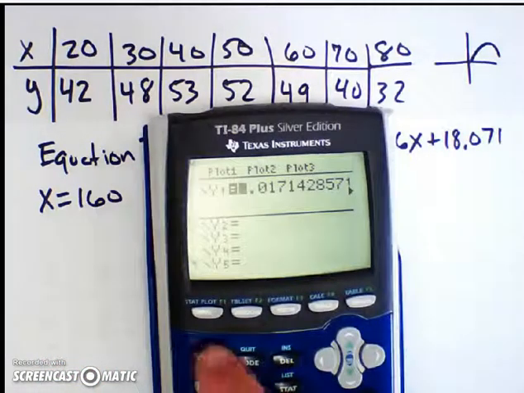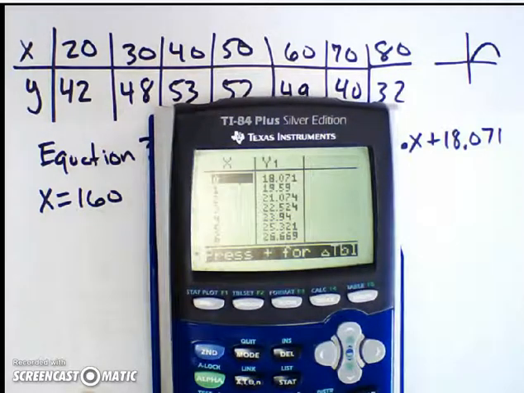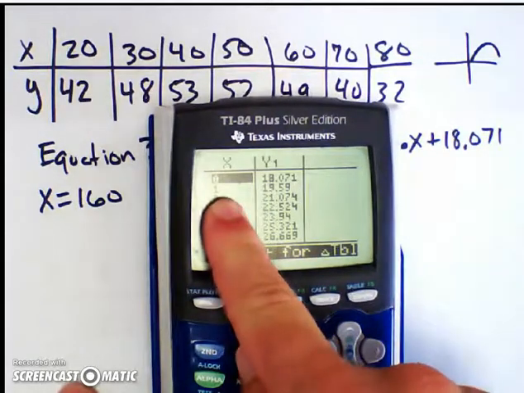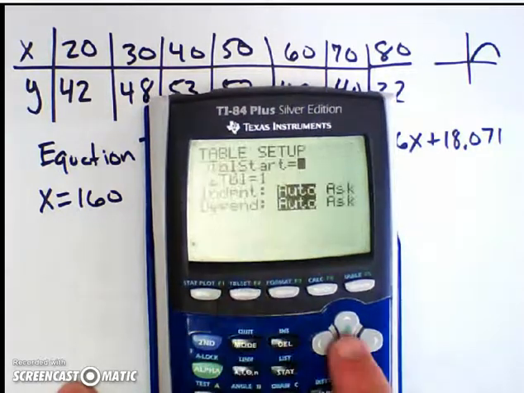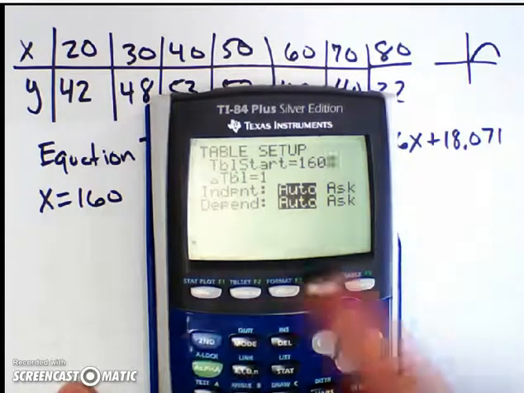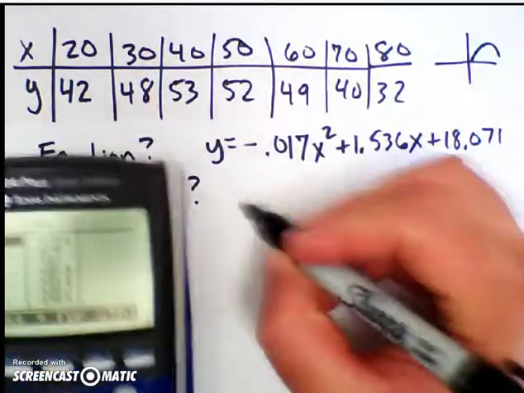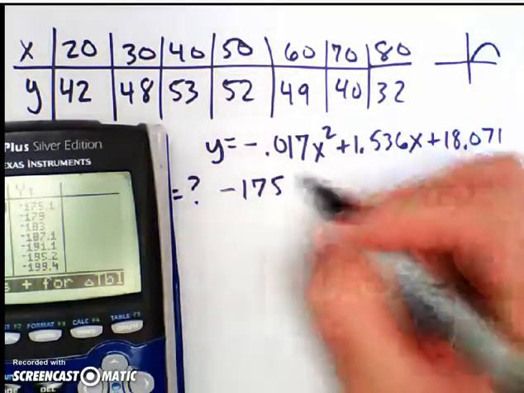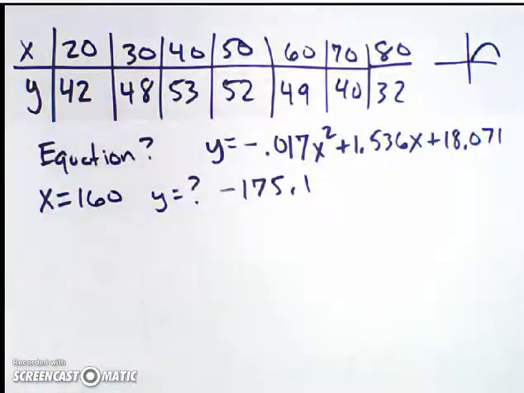So I'm going to go to my table of values, hit second graph, and I'm not going to scroll all the way to 160. So to find where 160 is, you hit second window, have your table start at 160. And when you do that, you will roughly be at negative 175.1. That is your y value.